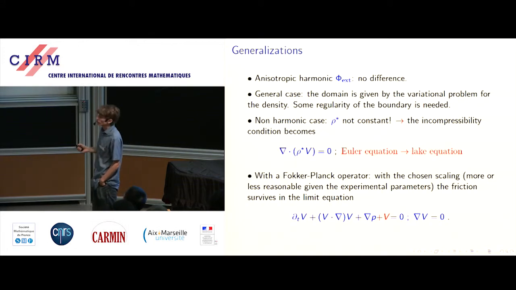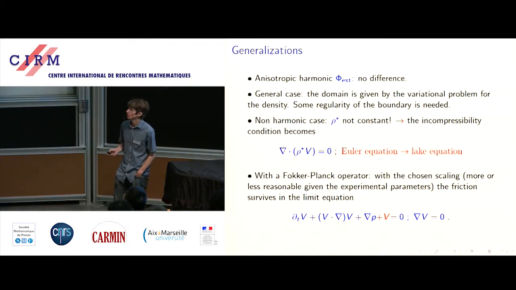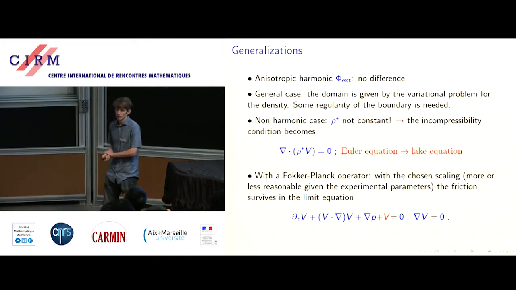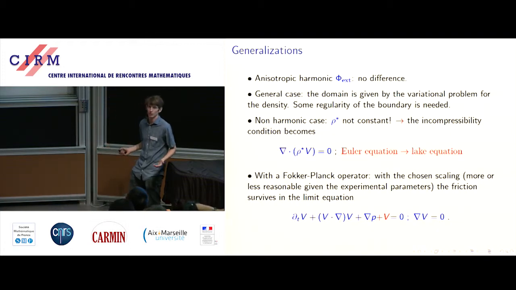Now, in the general case, it's a bit more subtle, because you don't know a priori what the domain K is, and you have to find it by solving your variational problem, which is okay, but we will need some regularity of this domain. It's hard to exclude the possibility that the boundary of the domain has some cusps. So we have to exclude this, otherwise we don't have enough regularity.